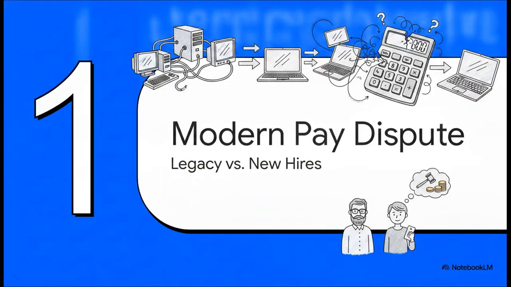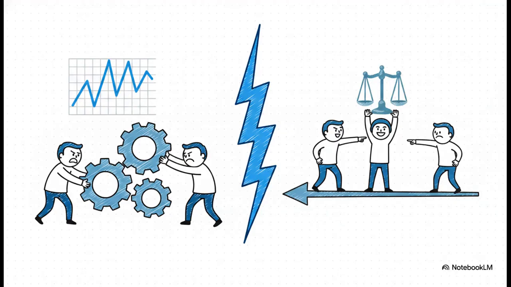All right, Section 1, the modern pay dispute, legacy versus new hires. Look, anytime you try to cram two totally different generations of employees onto one unified payroll, you're absolutely going to get a mathematical headache. It creates an instant clash of perspectives. On one side, you've got your legacy employees. When a new pay system rolls out, especially if it's applied retrospectively, they often get hit with what we call a transition anomaly. Basically, their old pay doesn't map perfectly onto the new scale.